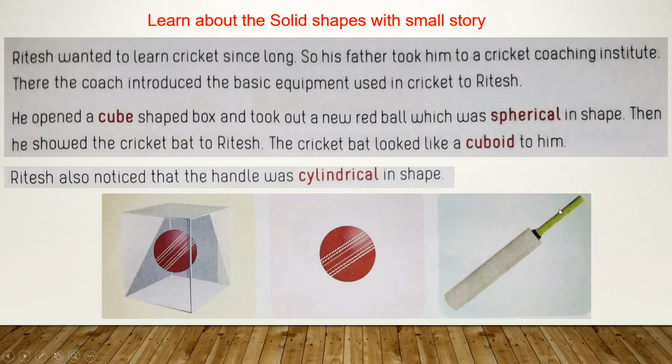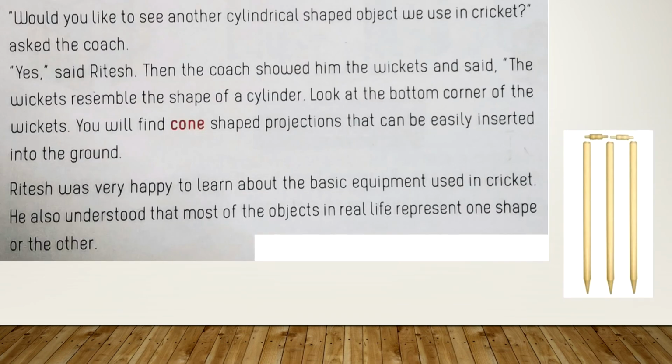So in cricket equipment, he could see these shapes. We saw a cube, we noticed a sphere, we saw a cuboid, and we saw a cylinder. So now we are aware of these shapes.